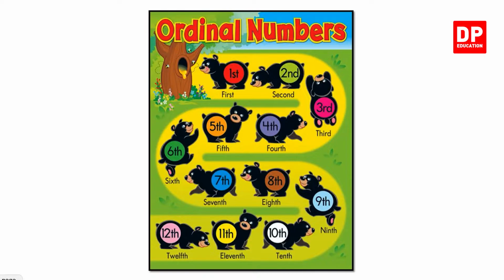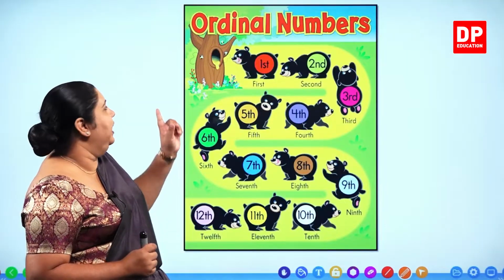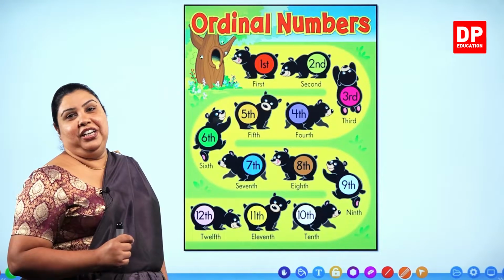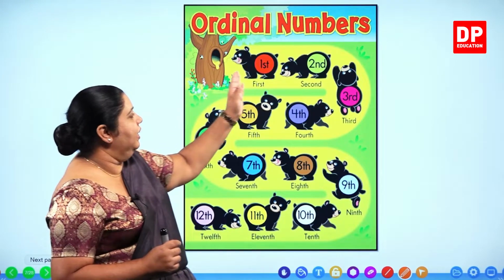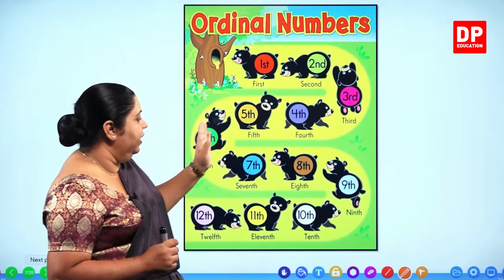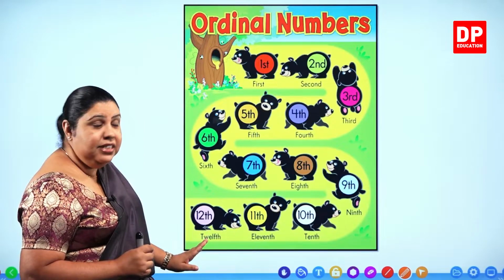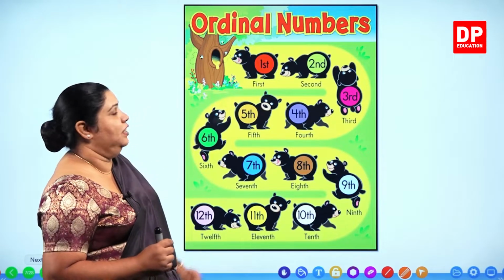Ordinal numbers once again. Now here see. These bears go in a line to eat honey in the tree. Now here see the way they come. They come in the particular order and there are 12 bears. So this is the first.